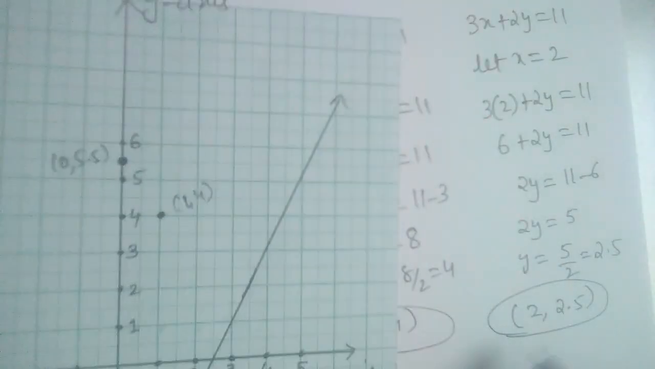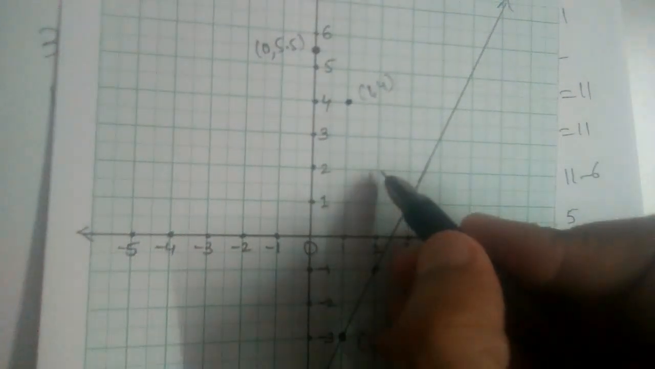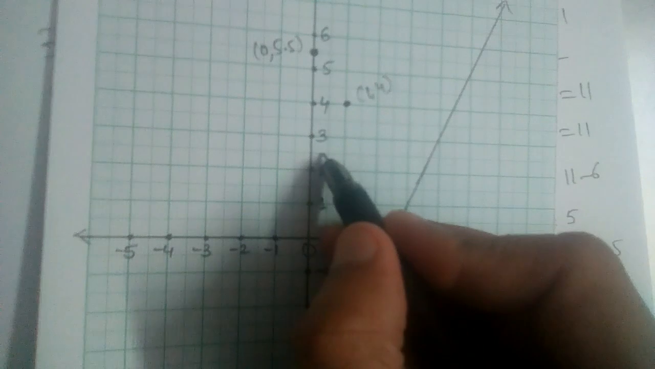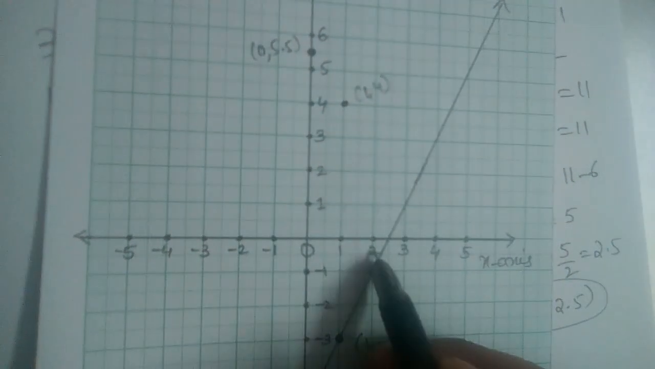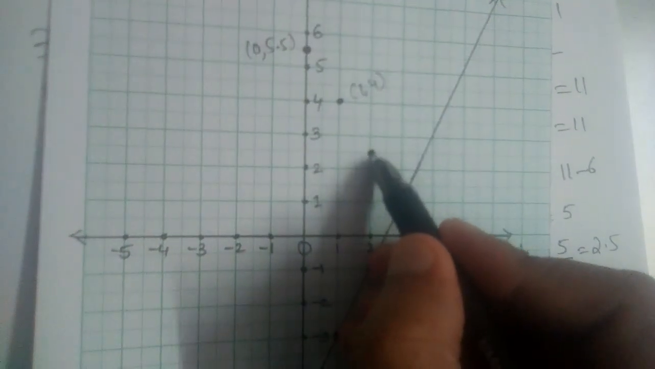All right, the next point is 2 comma 2.5. So 2 comma 2.5. See, 2 and 3 is here. 2.5 will be this one, right? So 2 comma x is equal to 2 and y is 2.5. So this is that point, right?